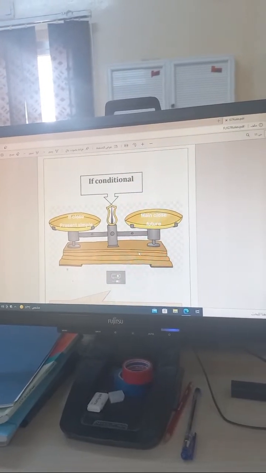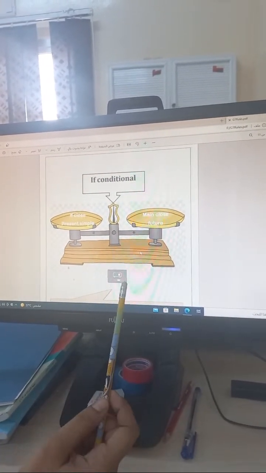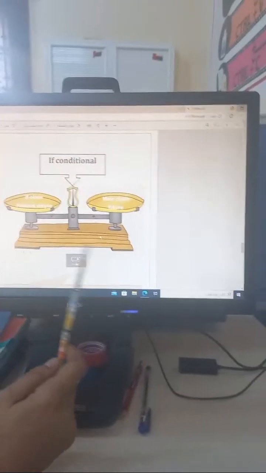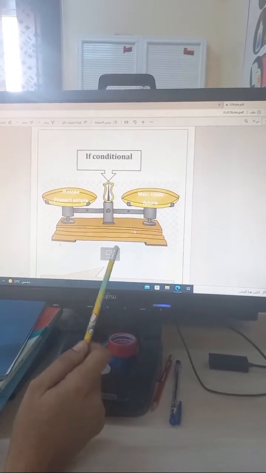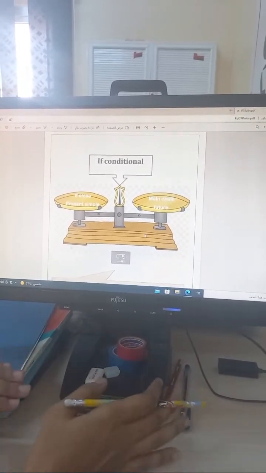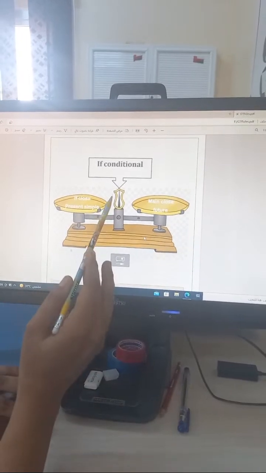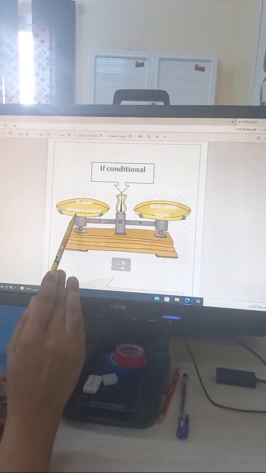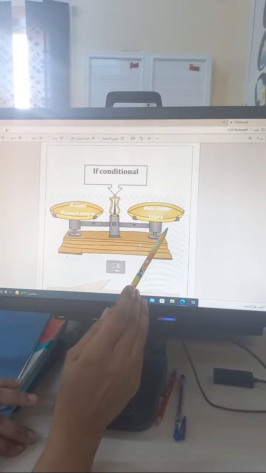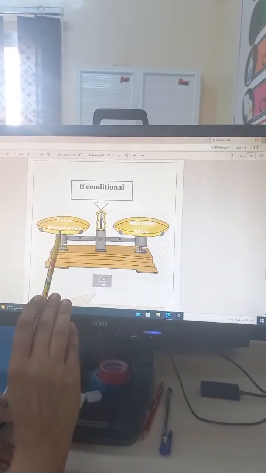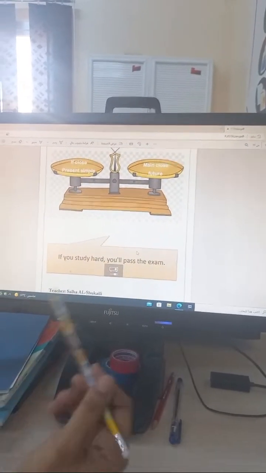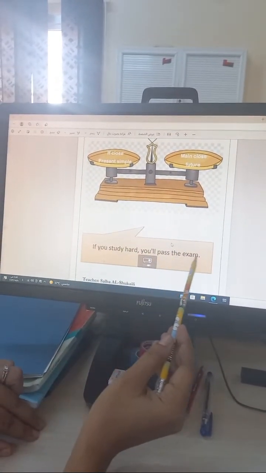Now, we have the last rule in Unit 4, which is the if conditional. Look at these. Here, to manage the if conditional, we put the if clause first and the main clause, which is in the future, second. In the first part, we have the if clause. The if clause should be in the present simple, like this example. If you study hard, you will pass the exam.